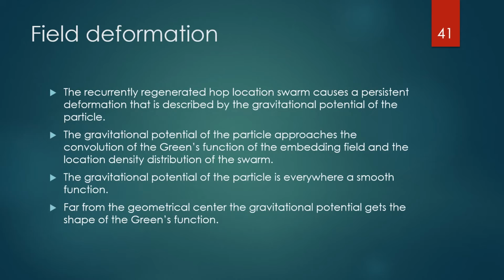The recurrently regenerated hop location swarm causes a persistent deformation that is described by the gravitational potential of the particle. The gravitational potential of the particle approaches the convolution of the Green's function of the embedding field and the location density distribution of the swarm. The gravitational potential of the particle is everywhere a smooth function. Far from the geometrical center the gravitational potential gets the shape of the Green's function.